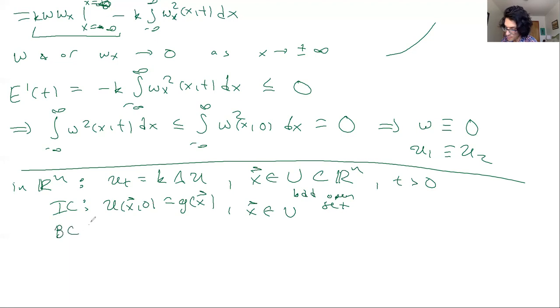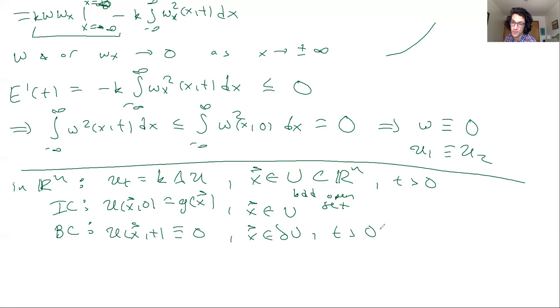And it's going to have a boundary condition. Let's just, for simplicity, say that u(x,t) is equal to 0 whenever x is on the boundary of U and t is greater than 0. So again, the proof of uniqueness is just going to follow from this energy function argument.